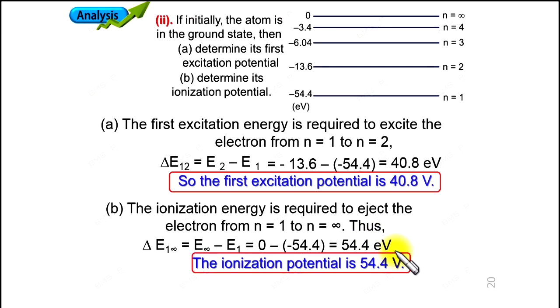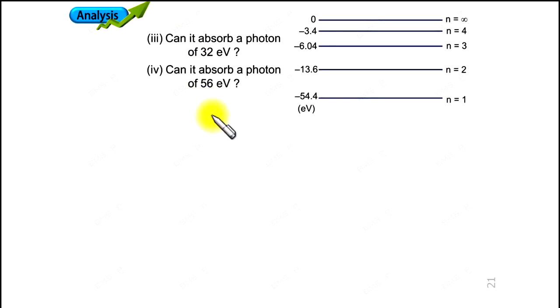Now, let us move to the C part of the question. No, that is the third part. There was only A and B, two parts. So, let us move to the third part of the question. The question is, can it absorb a photon of energy 32 electron volt, right? Suppose the electron in this atom is at the ground state, as was given, and it absorbs 32 electron volt.